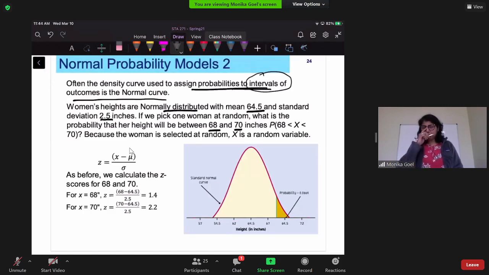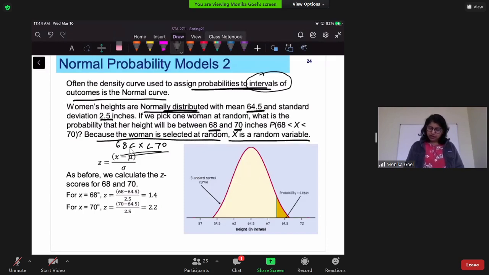So you are looking at the interval on the axis between 68 and 70. So if you are looking at the interval, again, you are looking at a specific range. So you are talking about a range, and you know that you are working with normal distribution. So we are looking at the specific range under normal distribution, or think that we are looking at the area under that specific interval. And that means we are using either our table A or the calculator to find that probability. Because the woman is selected at random, X is a random variable.